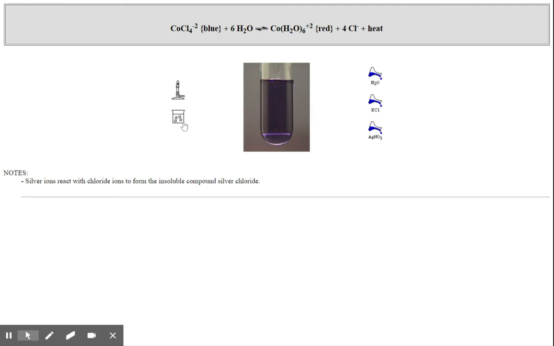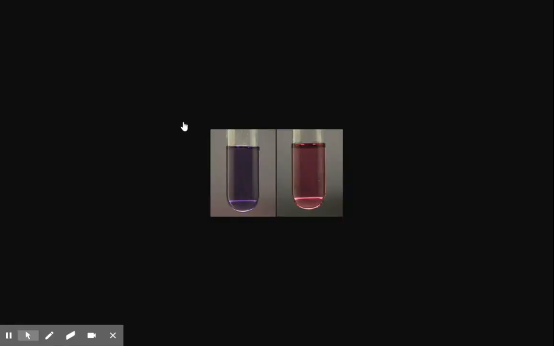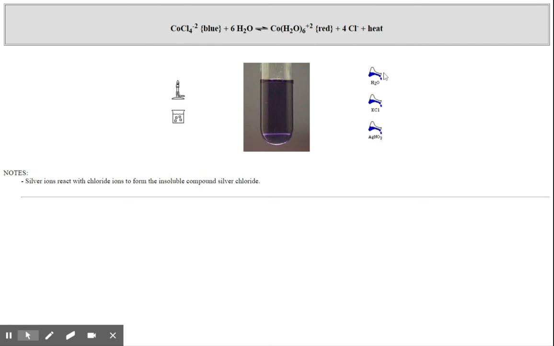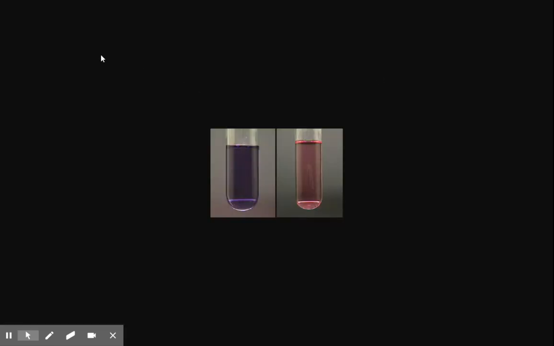Next, I'm going to add ice. You do not have to do these two, but if you choose to do ice, that means we're removing heat. It looks more red. I'm going to add water, so increasing the concentration of water. It looks more red.